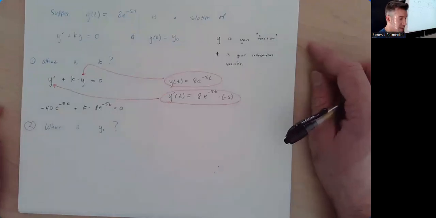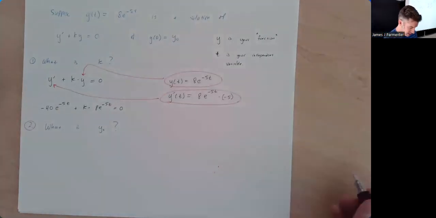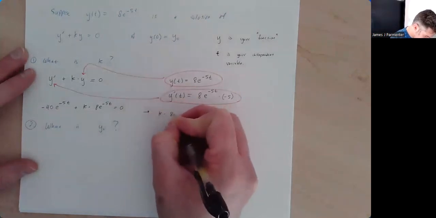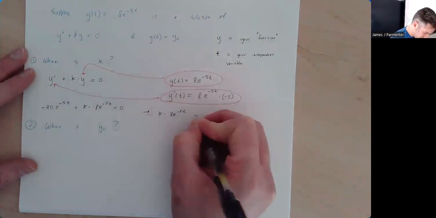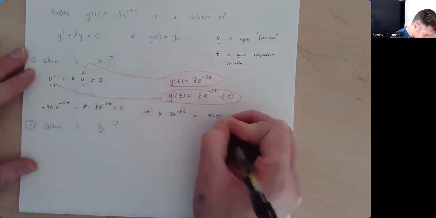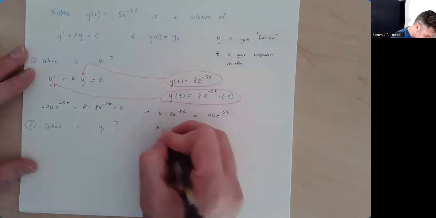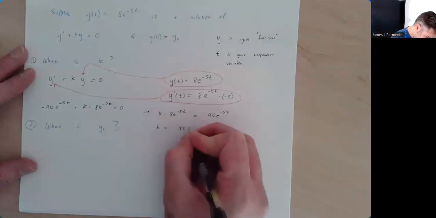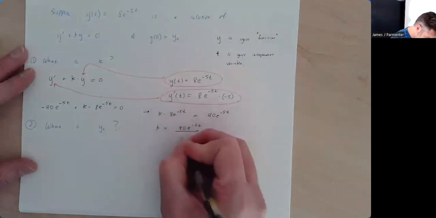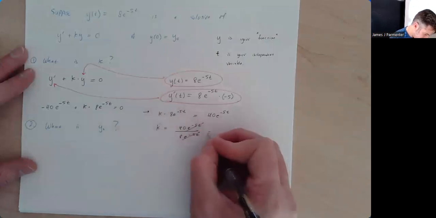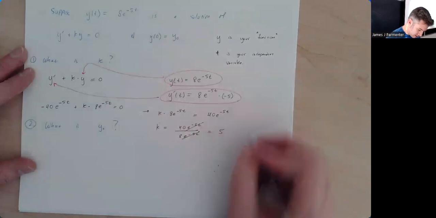Yeah, 5. I mean, you could do the work, right? It feels kind of silly, but you could say k times 8 e to the negative 5t equals positive 40 e to the negative 5t, and then divide both sides by 8 e to the negative 5t to get 40 e to the negative 5t divided by 8 e to the negative 5t. And these parts cancel out, and 40 divided by 8 is just 5. So k equals 5.